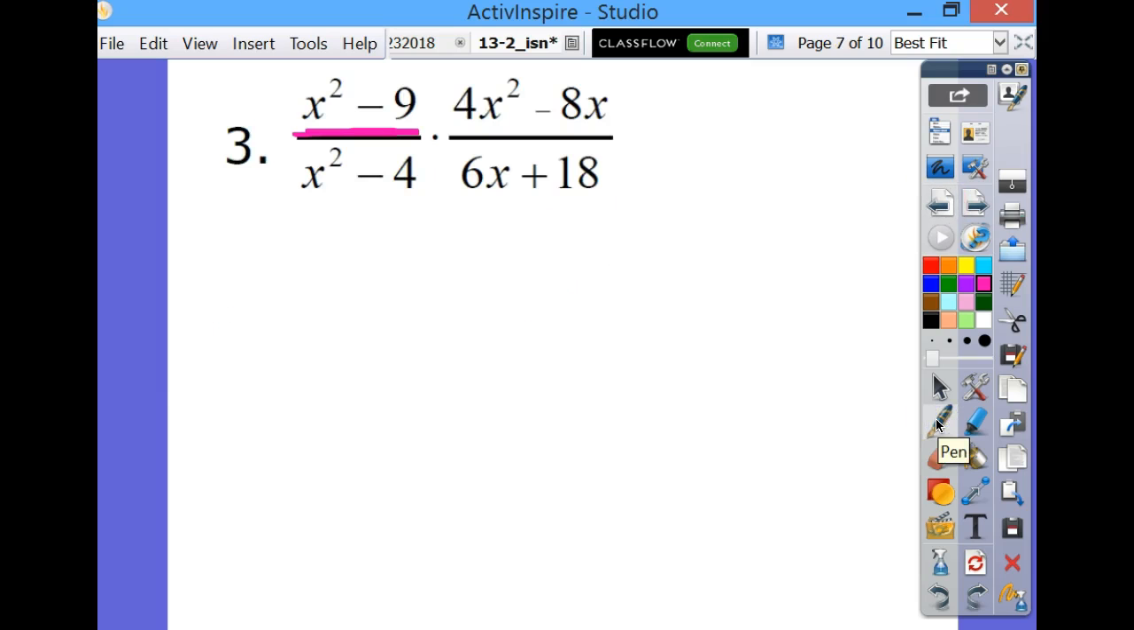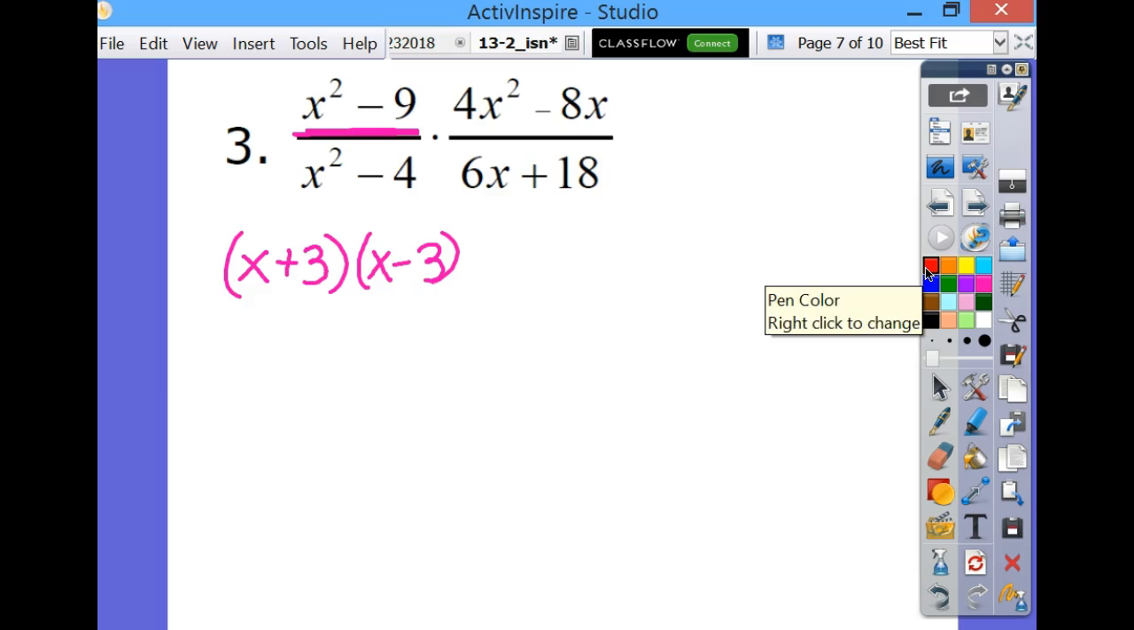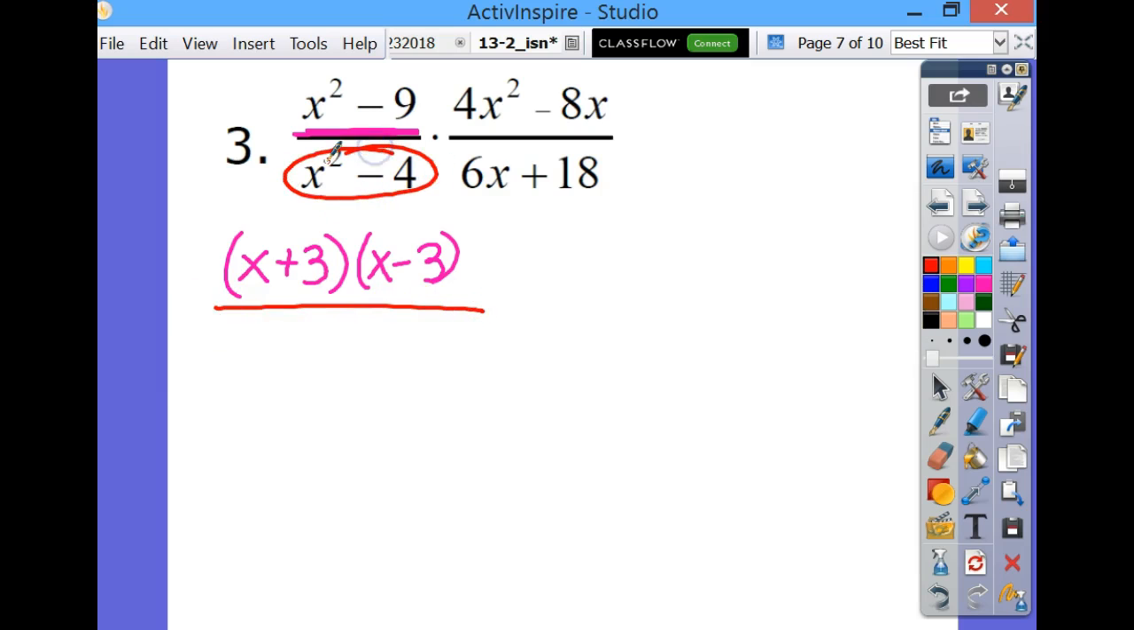So the numerator right here is x plus 3, x minus 3. This denominator is the difference of two squares pattern. 4 is a perfect square number. So this is going to factor into x plus 2, x minus 2, because 2 times 2 is equal to the 4, and the 4 is a perfect square number. This is the perfect square pattern.